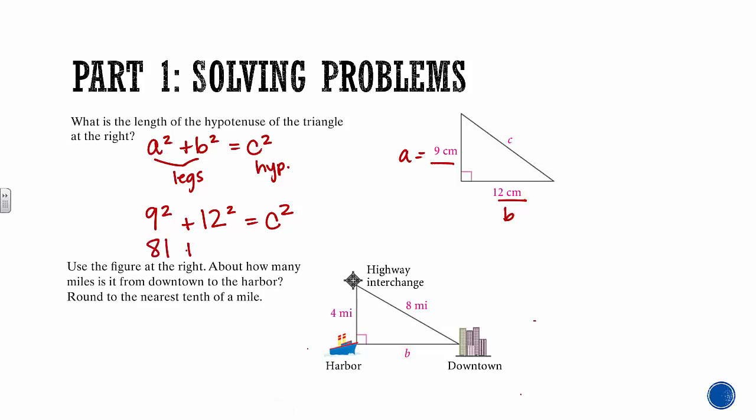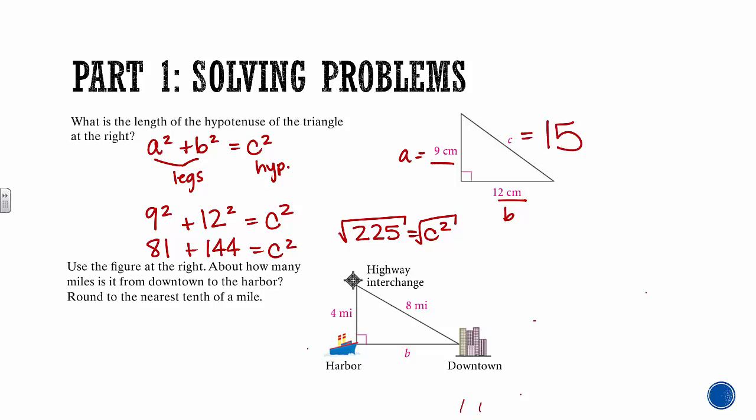So 9 squared gives me 81, 12 squared gives me 144. When you add those up, you end up with 225 equals C squared. Now to get C by itself, we're going to use what we did yesterday and take the square root of both sides. The square root of 225 is a nice pretty 15.